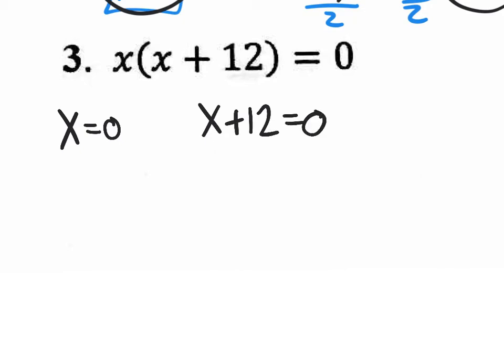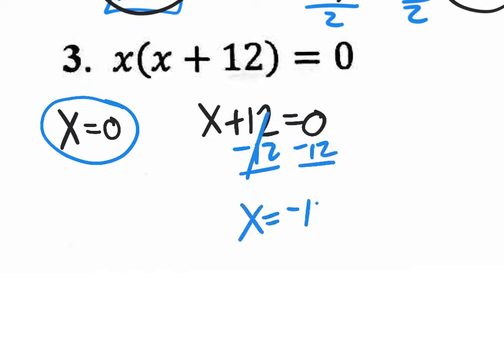So the zero product property allows us to split them, create two simple equations, and then solve those two simple equations. This one's so simple that it's already solved for us. x equals 0, that's an answer. And the other one, minus 12, x equals negative 12 is the other answer. And that's it. Those are the two answers that work for number 3. What do you think? Easy. It's easy.